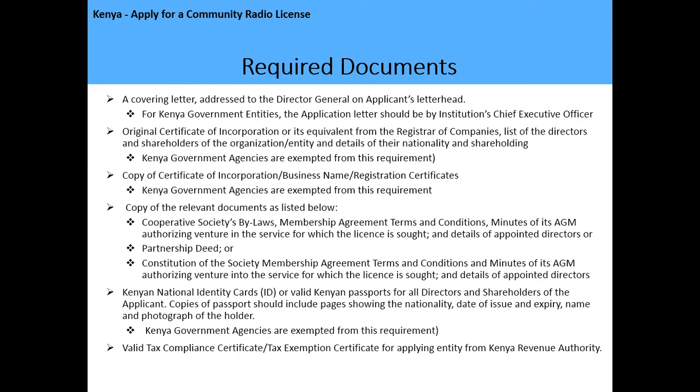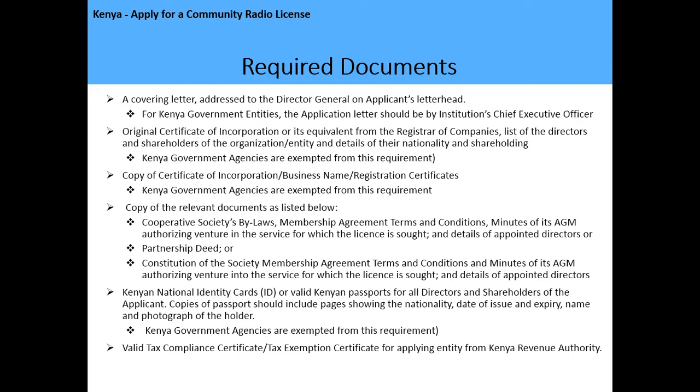For Kenyan government agencies, this requirement is exempted. You also need a copy of the certificate of incorporation, business name and registration certificate. Kenya government agencies are exempted from this requirement. You also need a copy of relevant documents as listed below.